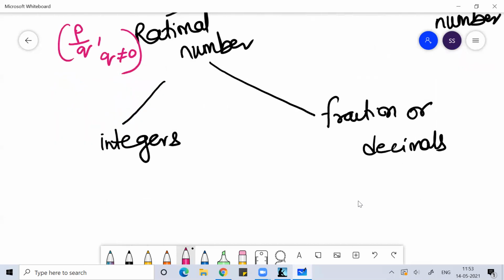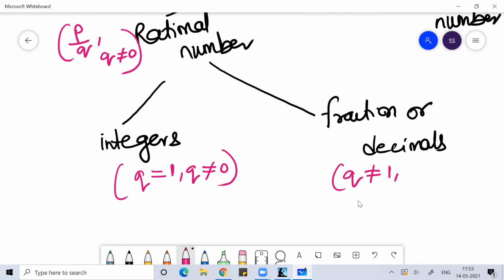What are integers? Integers are those forms of rational numbers where the denominator is 1. If your denominator is 1, we call them integers. If the denominator is not 1, then we can write them in the form of fractions or decimals.